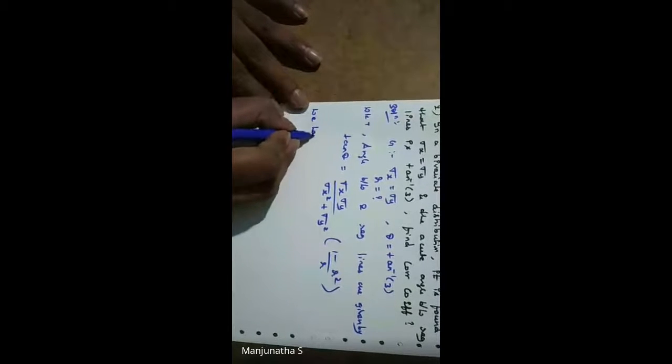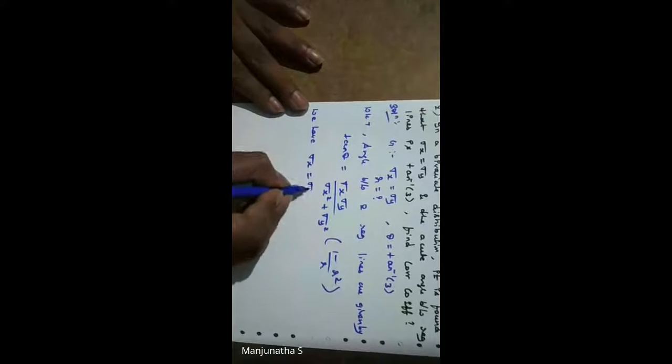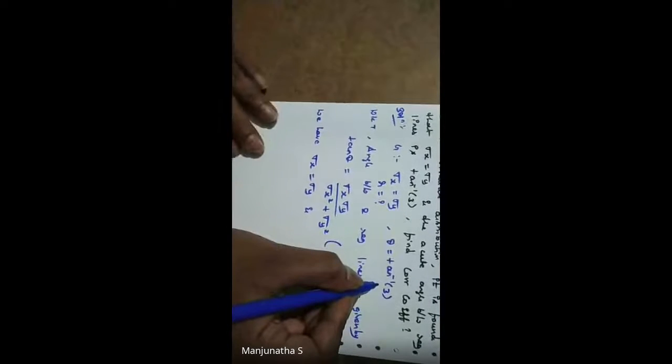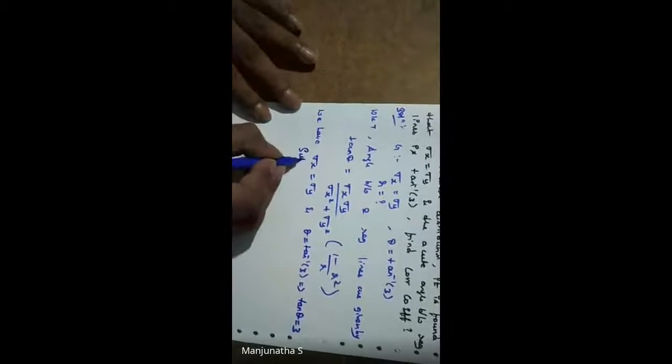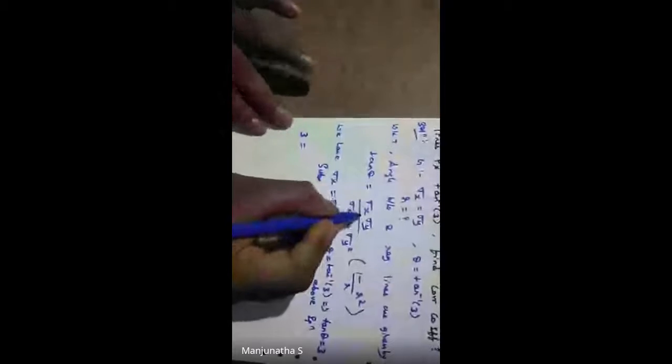Now we have some conditions: sigma x is equal to sigma y and theta is equal to tan inverse of 3. It means that when you send tan inverse to the other side, tan theta is equal to 3. So substitute these values in the tan theta equation. So tan theta is 3, and sigma x is equal to sigma y.